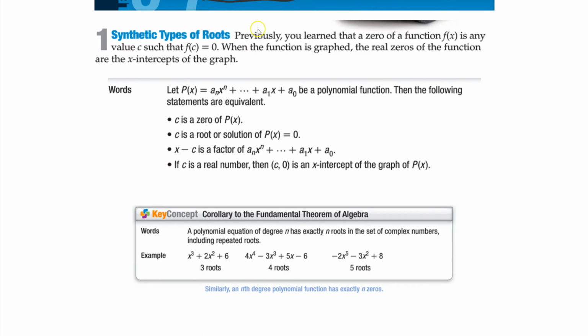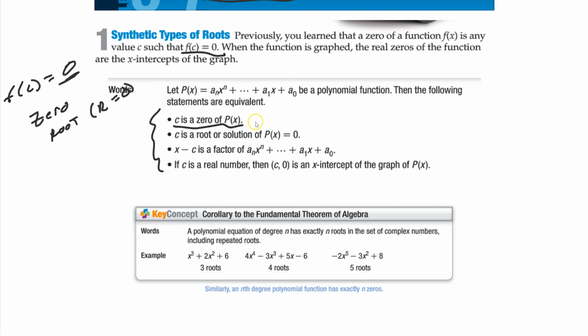Last lesson we talked about what a zero of a function is, right? When you plug something in and you get 0, we call that two things. We call it a zero of a function, and we also call it a root of a function, because that means the remainder is 0. We learned that plugging it in and getting 0 is the exact same thing as dividing and getting a remainder of 0. So all these things are equivalent.